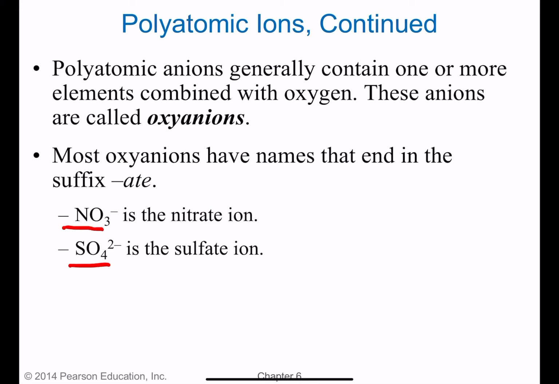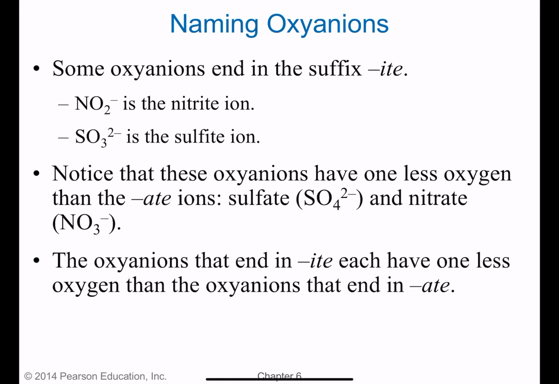So these are just examples of polyatomics, but they contain one or more elements that are combined, and they're combined covalently. So the NO3, those are all covalently bonded together, and you typically have oxygen in with these, so that's why they're calling them oxyanions. And a lot of them have this ATE ending, but some of them also have an ITE ending, and we're going to look at the pattern for that on this slide.